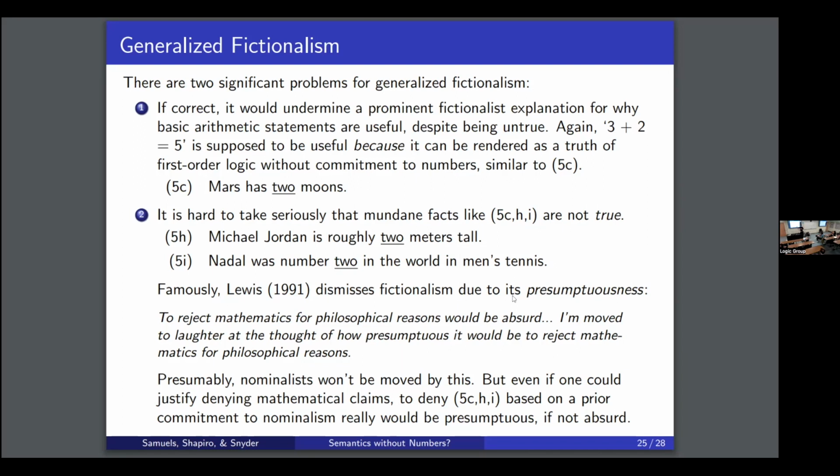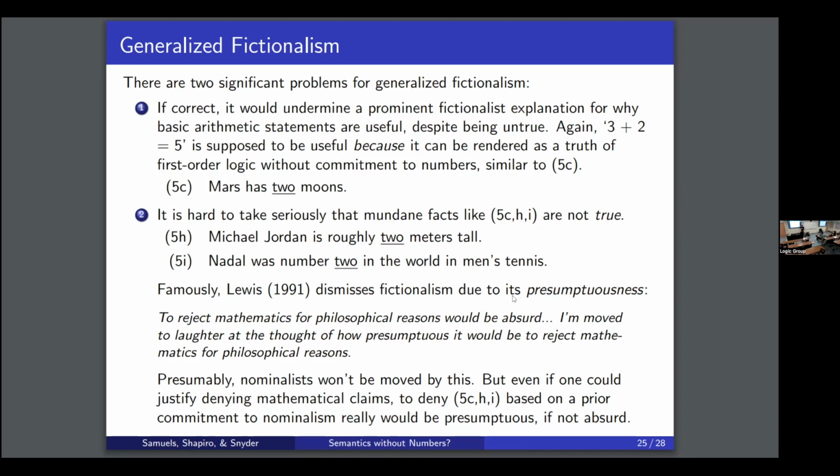David Lewis famously responded to fictionalism by saying the following: to reject mathematics for philosophical reasons would be absurd. I'm moved to laughter at the thought of how presumptuous it would be to reject mathematics for philosophical reasons. Now, what he had in mind was fictionalism with respect to mathematical talk, like 2 + 3 = 5. What he's saying there is it's crazy to reject the truth of those statements for philosophical reasons.